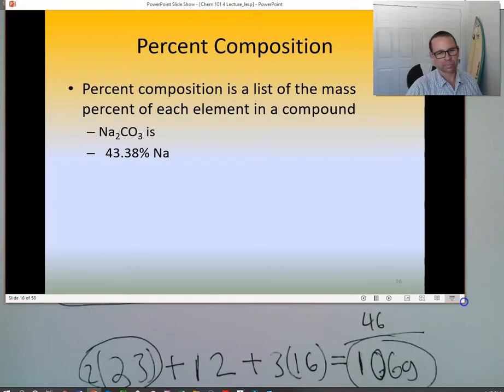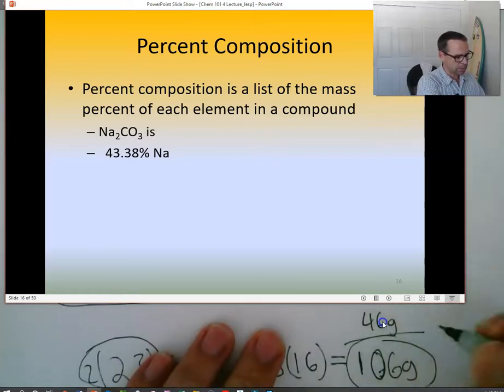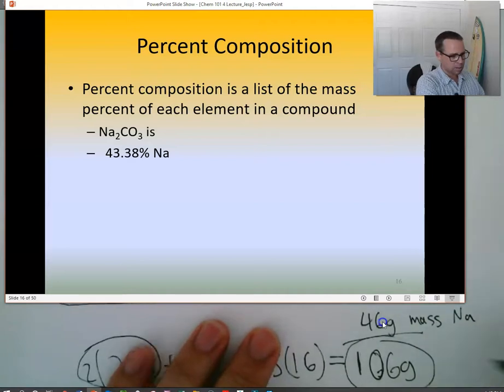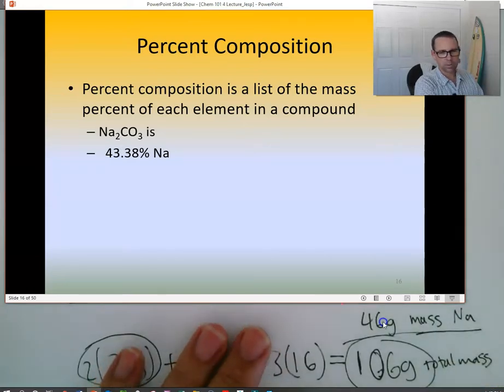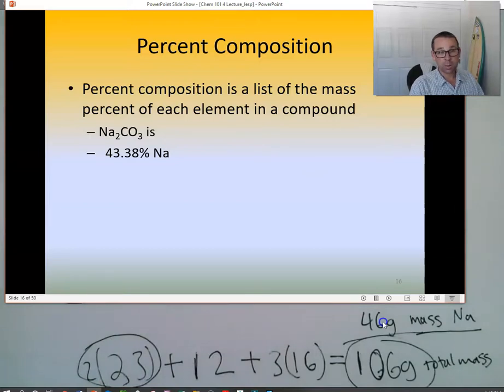I think you lost me there. I caught the 46 over the 106. Yeah, because this 46 is from the mass of the sodium, right? And this one down here is the total mass. And then just explain to me how we get from that to 43%. Well, then we multiply it by 100.